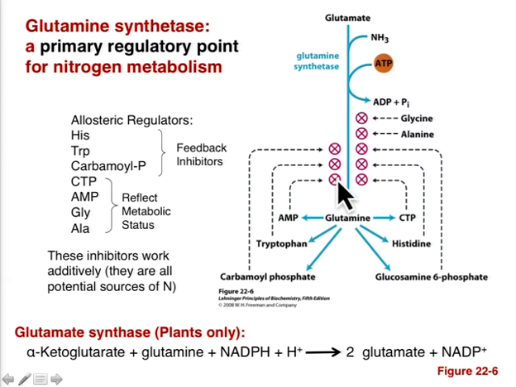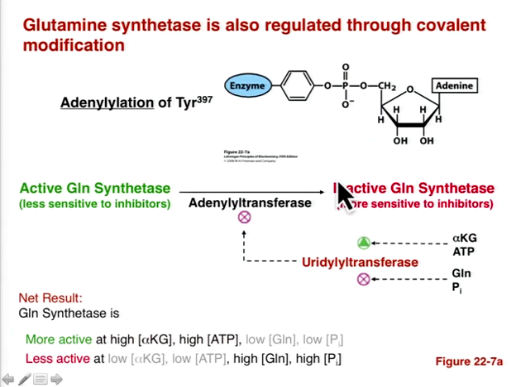This is a rheostat with each of these inhibitors turning up the rheostat, but you can adjust the global sensitivity of this rheostat, making the inhibitors more efficacious by another mechanism. You have the adenylation of the glutamine synthetase, so you're adding an adenyl group to a tyrosine, which turns up the sensitivity of the allosteric regulation of this enzyme, so it becomes more sensitive to inhibitors. So in the presence of some of those inhibitors we just saw, if the enzyme is adenylated, it's going to be more inhibited. So its activity is going to be decreased.